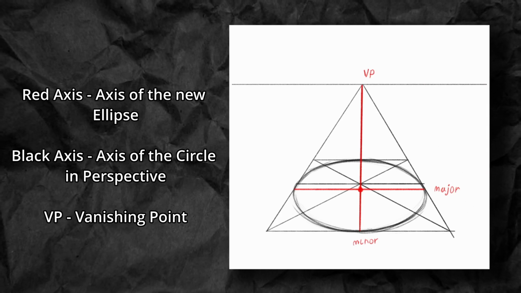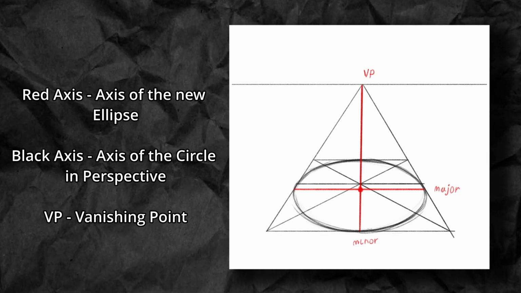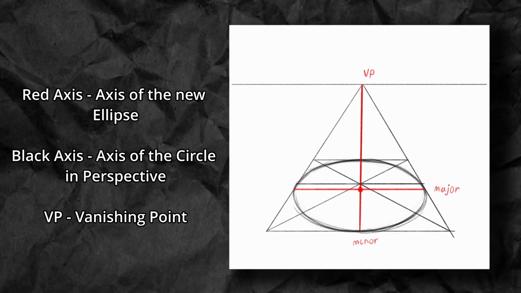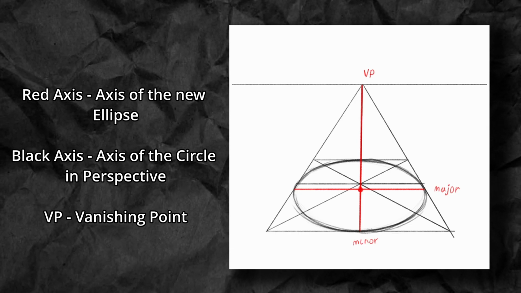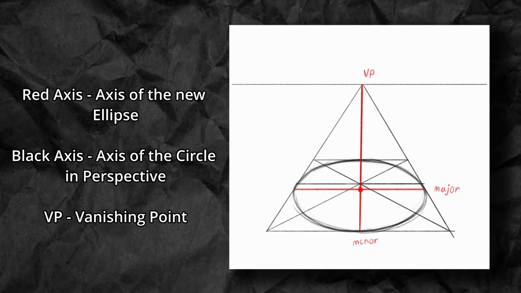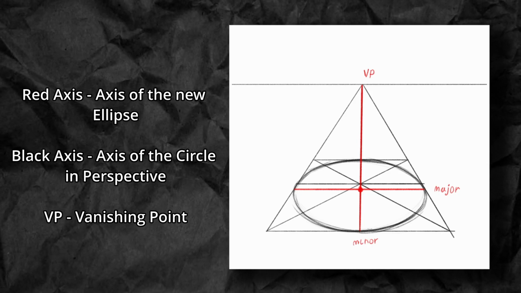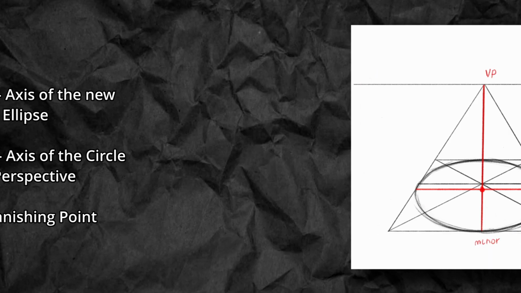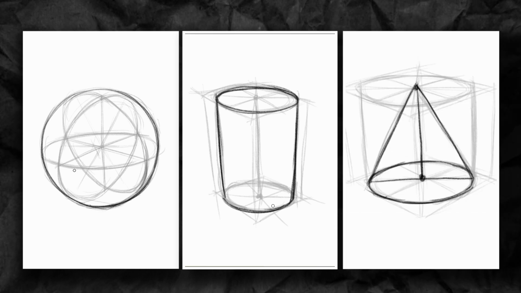Both the circle and the ellipse look like ellipses when drawn in perspective. But this new ellipse does not always share its minor and major axis with the original ellipse or circle. These new axes are perpendicular to each other, and the minor axis always follows a vanishing point. Try to remember this fact, as it will be essential for drawing spheres, cylinders, and cones, among other things.